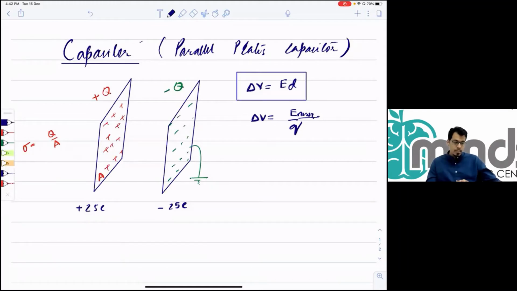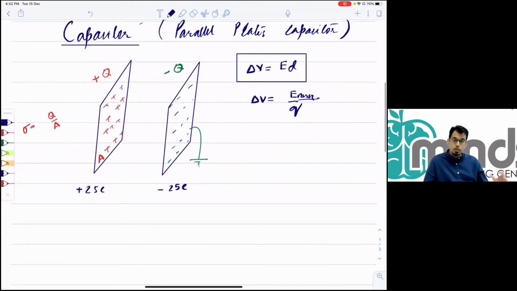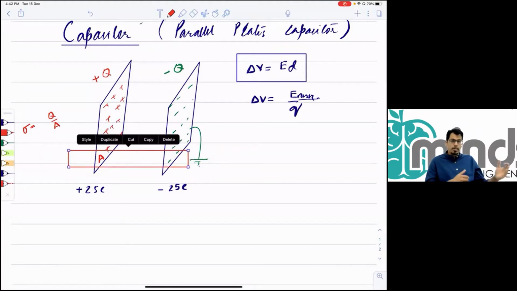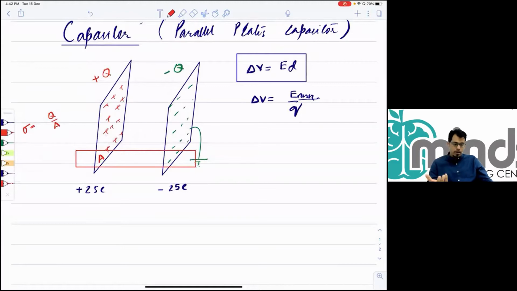Okay, if you are getting it, these two plates need to be fixed somewhere. So let's say we have a surface on which I can fix these two plates. You have to decide just one thing. This is the base on which the two plates are fixed. Should this base be a conductor, an insulator, or could it be anything? I think it should be an insulator, right? It should be an insulator.